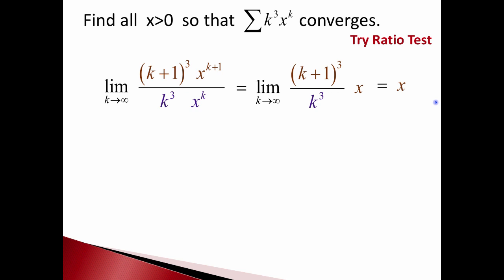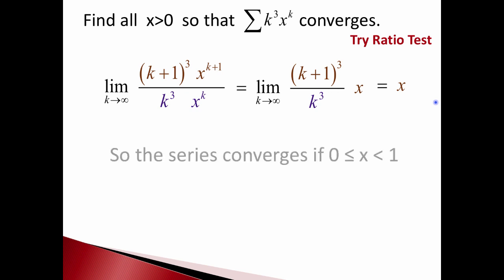The ratio test tells us that this will converge whenever x is less than 1. Now, you remember I said at the very beginning about the ratio test that we always had to have positive terms. That's why at the beginning of this problem I said find all the positive x's, x bigger than 0, so that this works. So this series will converge when x is less than 1 from the ratio test, and we assumed at the beginning that x was positive.